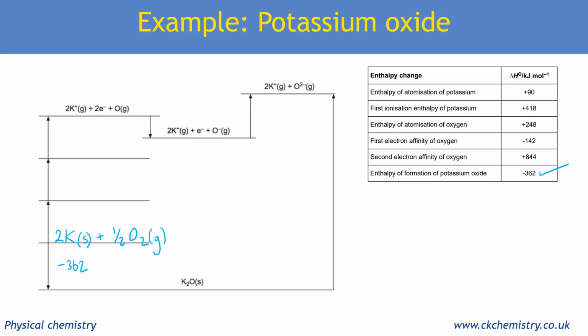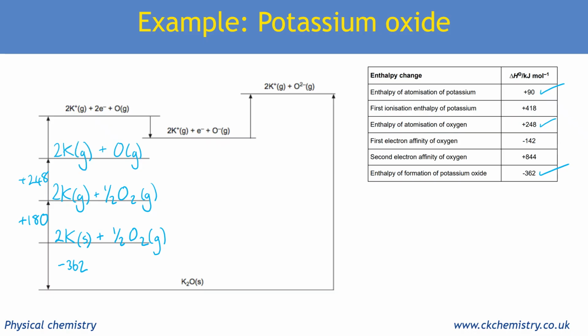Then I'm going from the top. Enthalpy of atomization is +90 for potassium, but there's 2 of them, so this value would be 2 lots of potassium going from solid to gas. And again, these could be written the other way round, like you could atomize the oxygen first. It makes no difference to the calculation. I'm now going to atomize oxygen, and that is +248 because I only want to make 1 mole of oxygen atoms, with 2K gas.